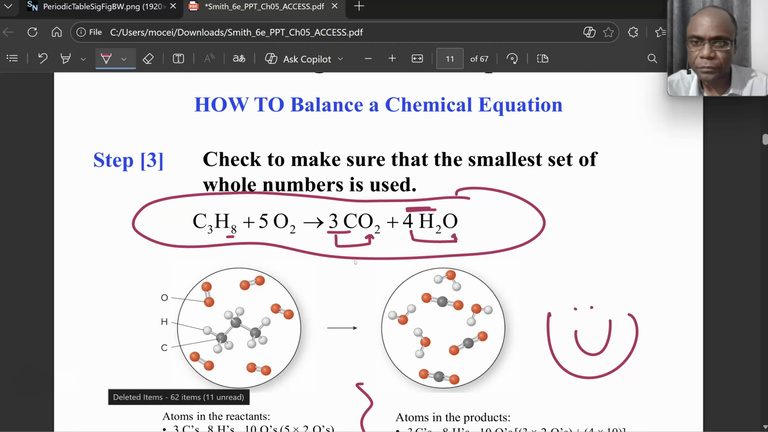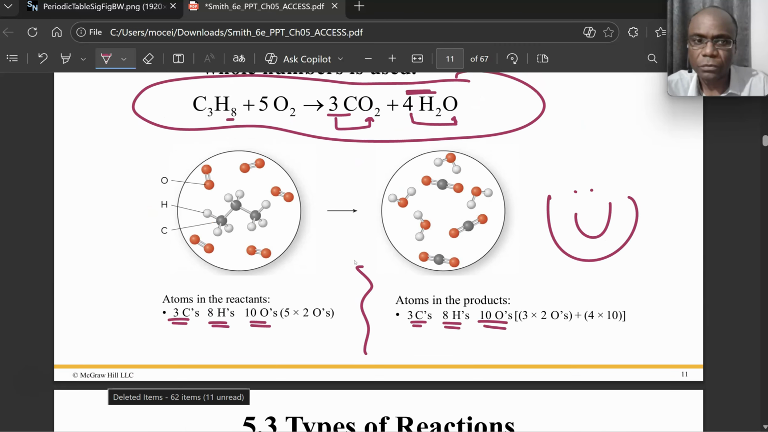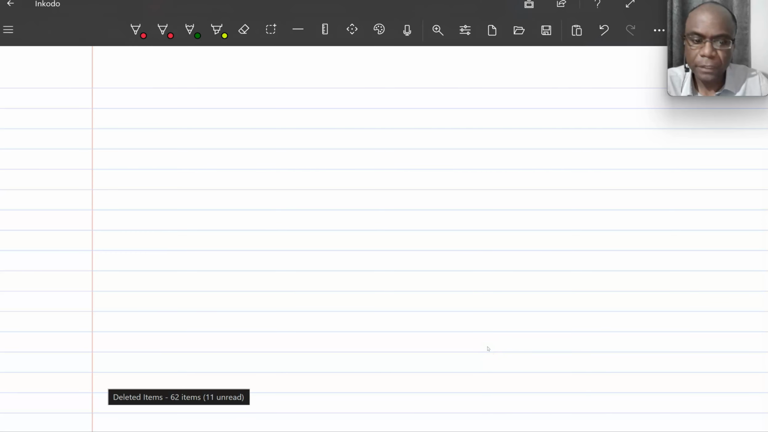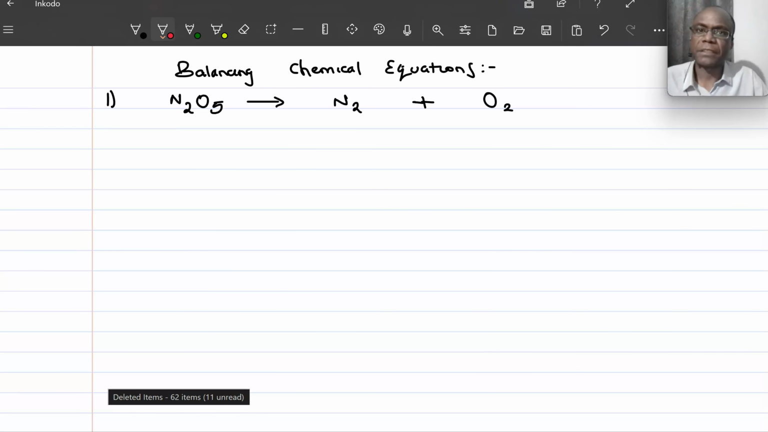Okay, so that is how you balance chemical reactions, and we're going to do more practice. Maybe I'll show you 3 examples. Okay, let us do examples of balancing chemical equations. Let's balance this first one.